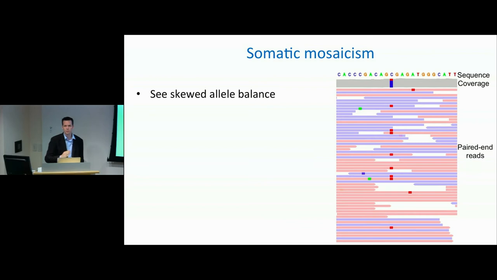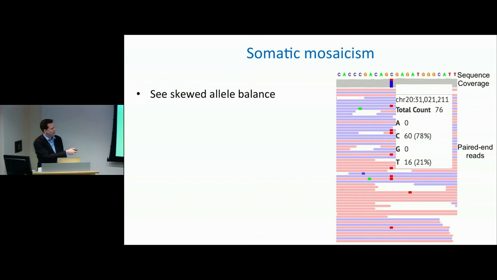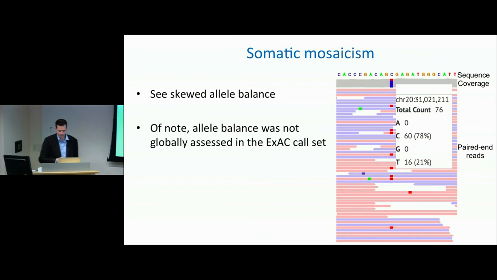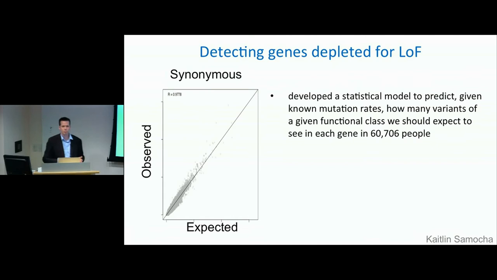And this suggests either that this is an error, this could just be a low quality site, or potentially that this is actually a somatic mosaic variant that is just not present at 50% frequency within that particular individual. And you can actually click on the variants to get more information about the relative abundance of the two reads. So you can see here this variant has 21% of the reads supporting a T and 78% of the reads supporting a C. So that gives you some idea about how we can interpret individual variants within ExAC.